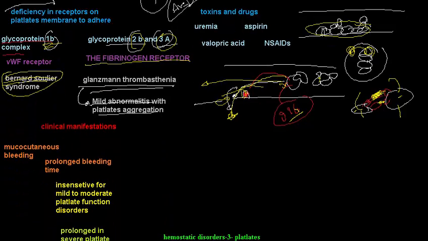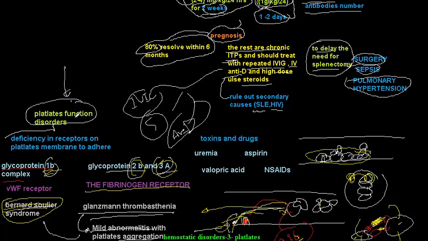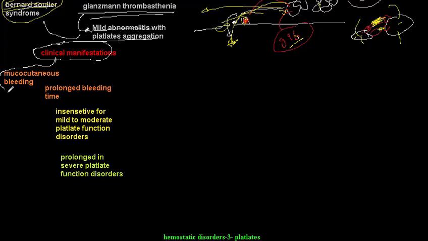What are the clinical manifestations of these two syndromes? What are the clinical manifestations of platelet dysfunction syndromes? It's about the function of platelets, not the number of platelets. We have mucocutaneous bleeding, like petechiae, purpura, and so on. And we also have prolonged bleeding time.